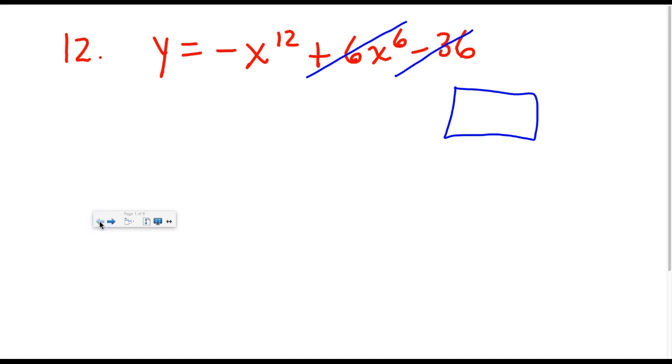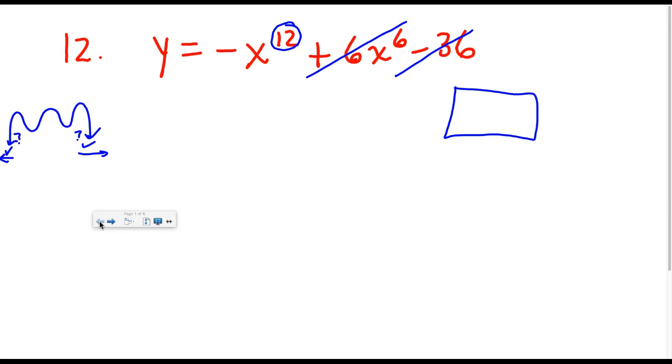It says to give the end behavior. I've crossed off those last 2 terms, as you should on your worksheet, because the end behavior is controlled by the highest power you see. By end behavior, it means there's a function that's being graphed and I want to know what's happening at these ends. Like as I go to infinity this way and this way, where's my function going? Is it going down or up?